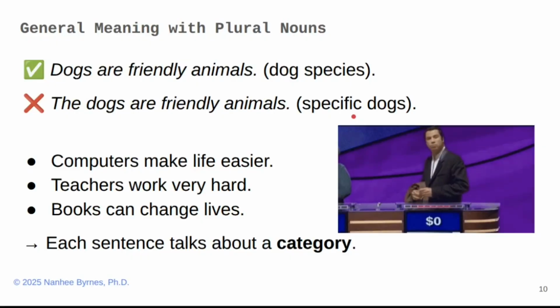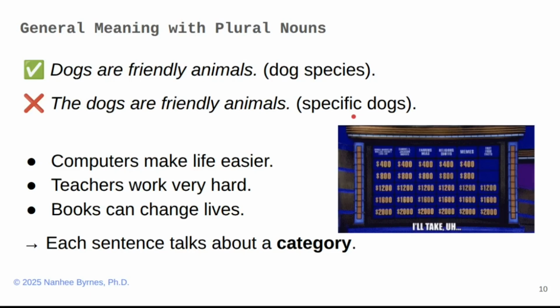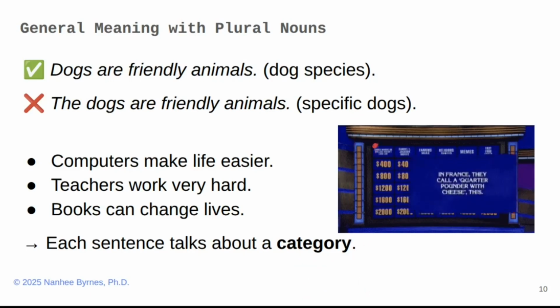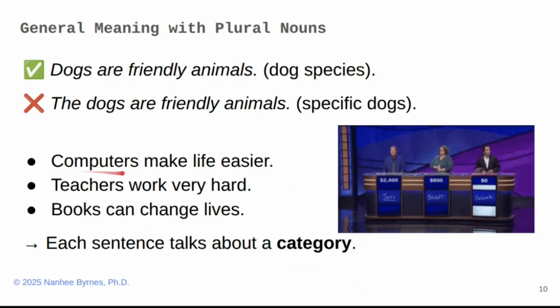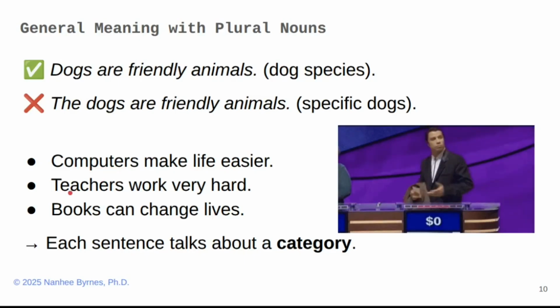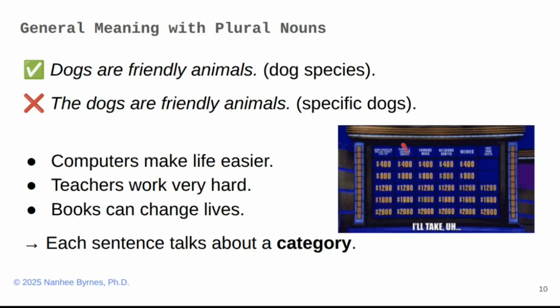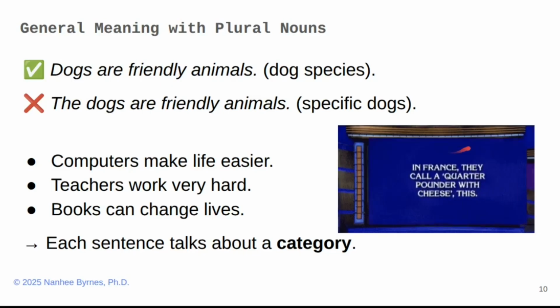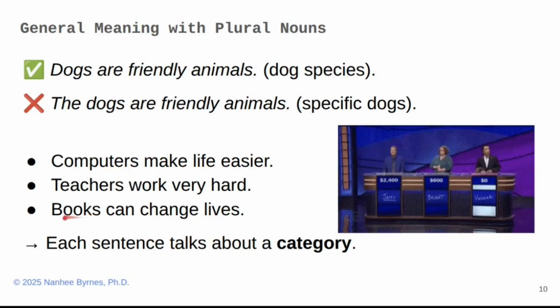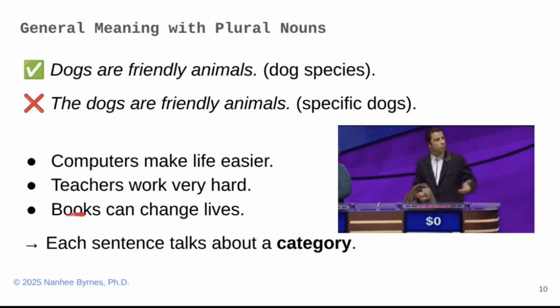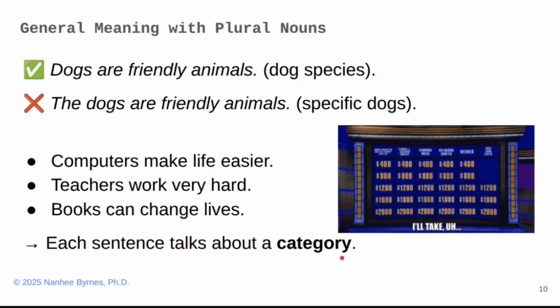Here are more examples. Computers make life easier. Teachers work very hard. Books can change lives. Each sentence describes a category, not a particular example. Next, general meaning with uncountable nouns.